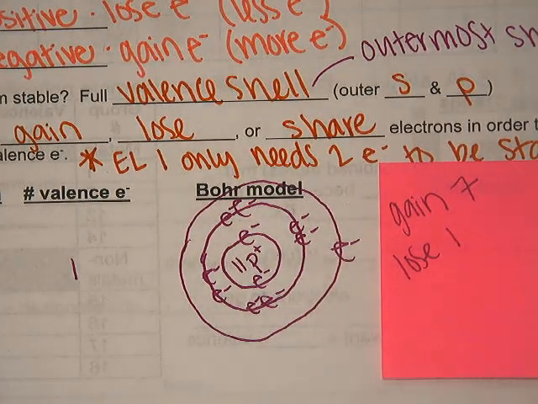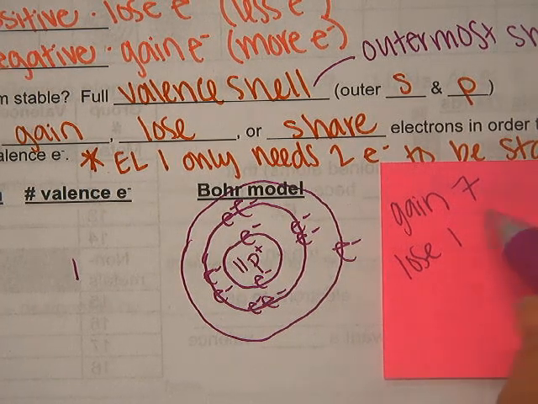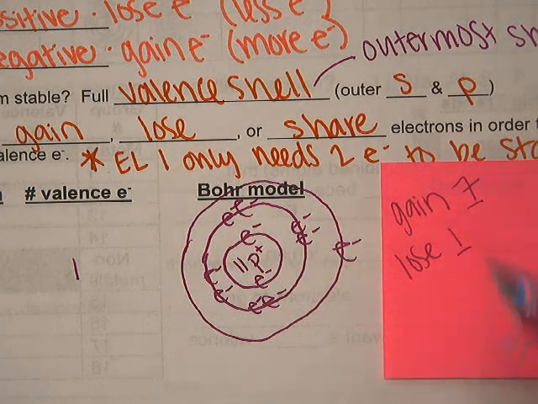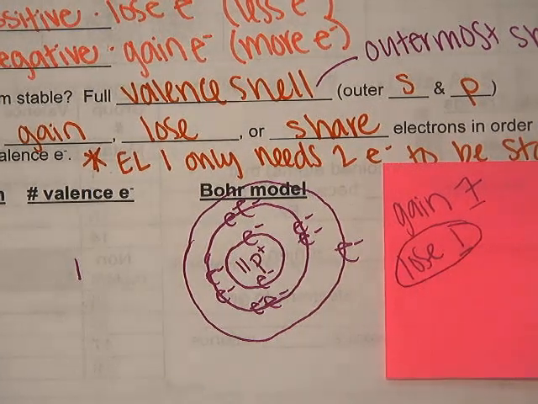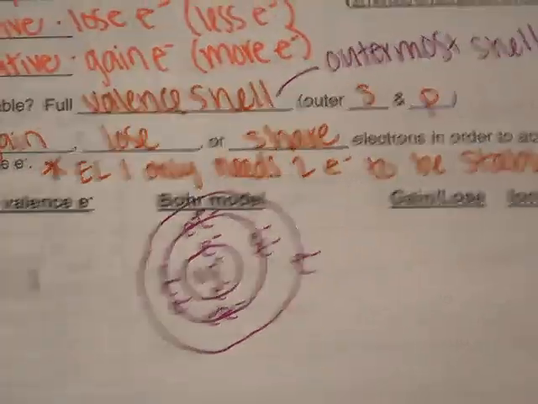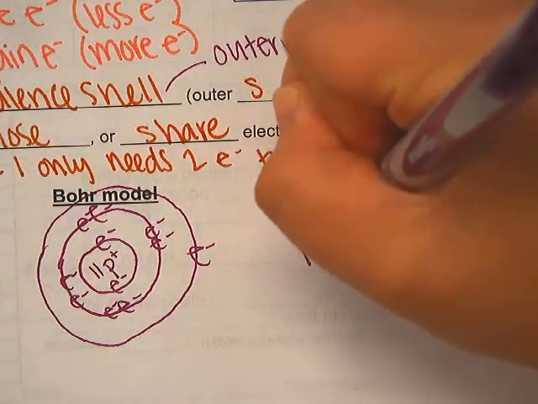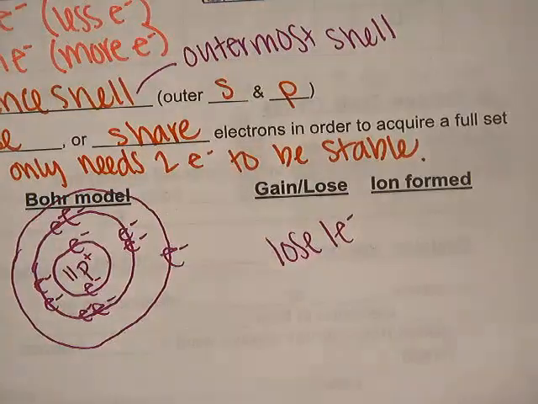Your atom is going to do whichever thing is easiest, meaning moving the least number of electrons. So if I'm moving 7 versus moving 1 electron, this one is going to be easier, so that's what it's going to do. So I'm going to lose 1 electron.